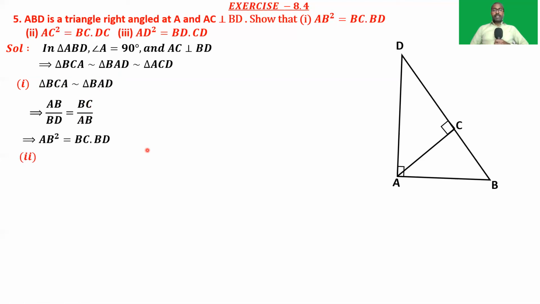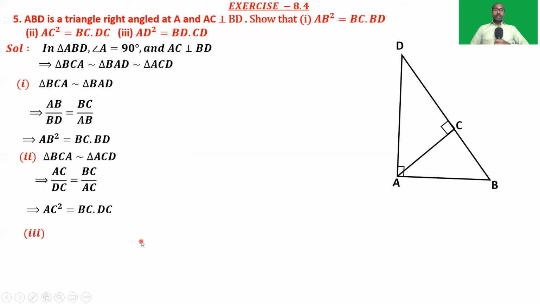Also the second one is the same. Triangle BCA similar to triangle ACD. From that we can write AC by DC is equal to BC by AC, and the second one we get. So now in the third one, BAD is similar to ACD. This is also the same. Okay, so let us solve the next one.